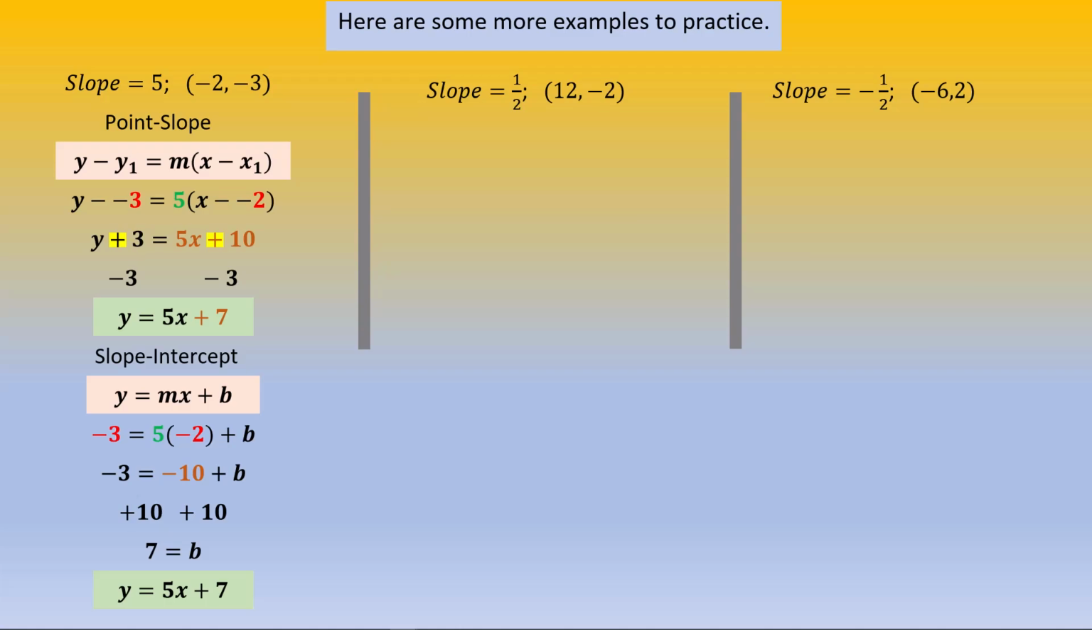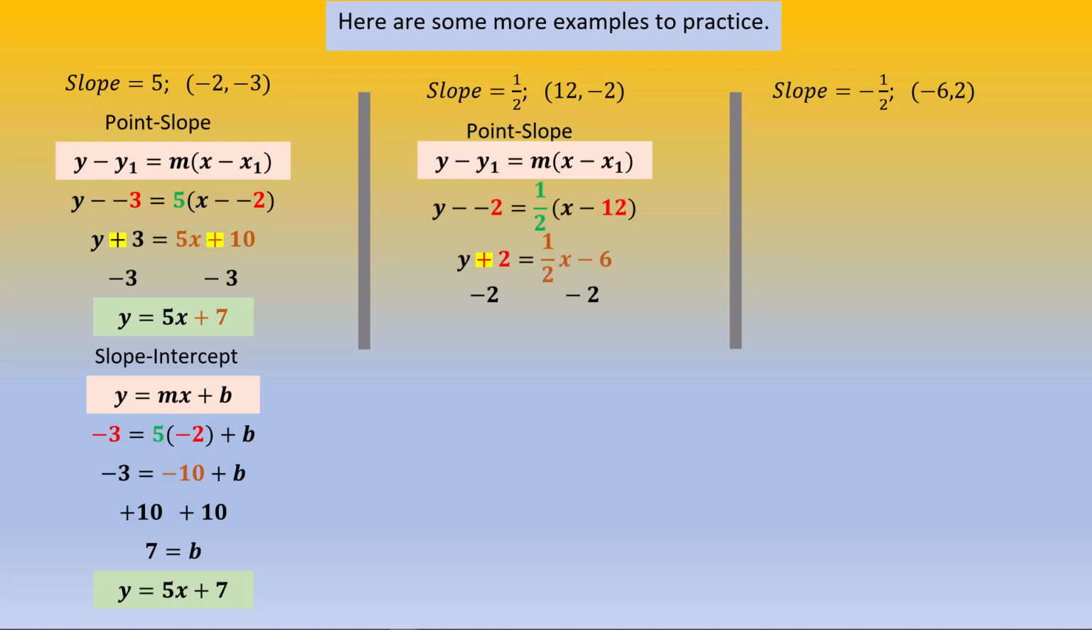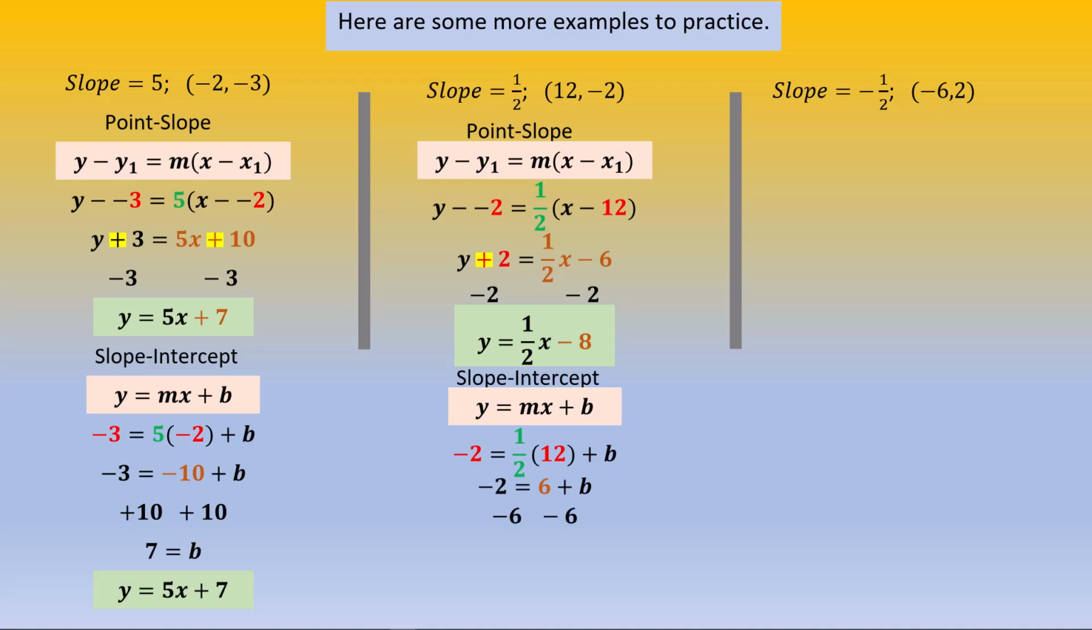In this middle example, the slope is 1 over 2, the point is 12, -2. We plug it into the point-slope form, we work the equation process, and we get y equals 1 over 2x minus 8. Using slope-intercept, we plug in the values, solve for b, and we write the same equation, y equals 1 over 2x minus 8.